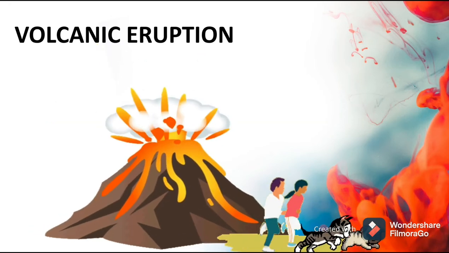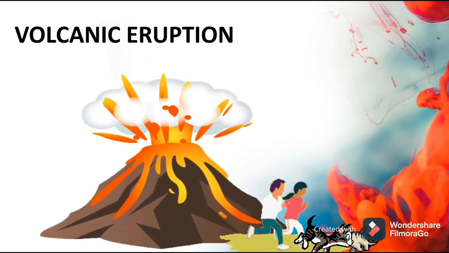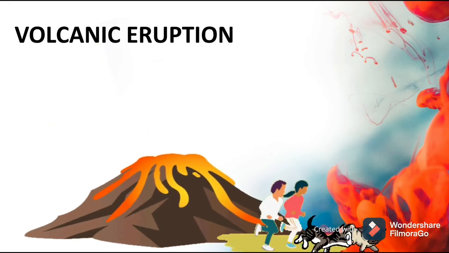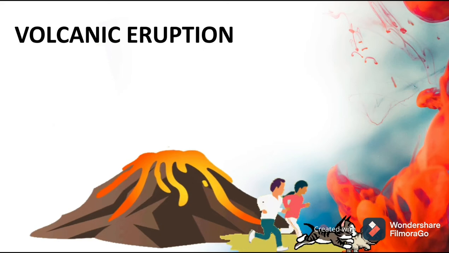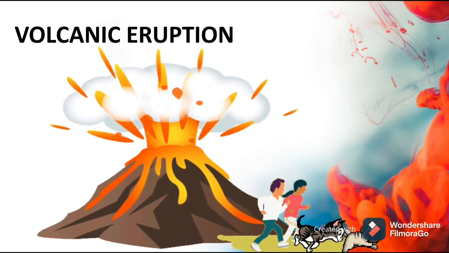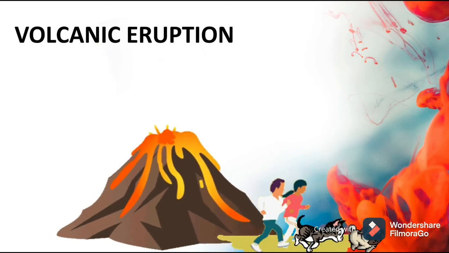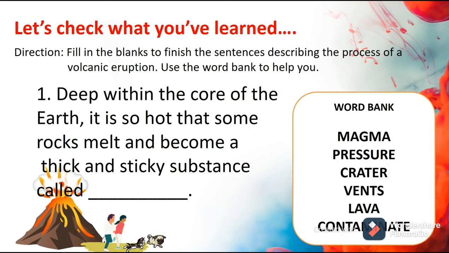Now that you have a deeper understanding of what happens when volcanoes erupt, it's time to answer the following activity. With your pen and paper, fill in the blanks to finish the sentences describing the process of volcanic eruption. Use the word bank to help you. Number 1. Deep within the core of the earth, it is so hot that some rocks melt and become a thick and sticky substance, called blank.